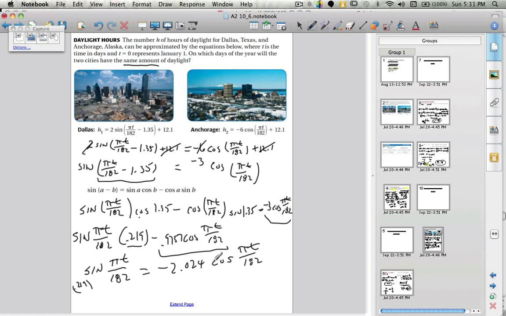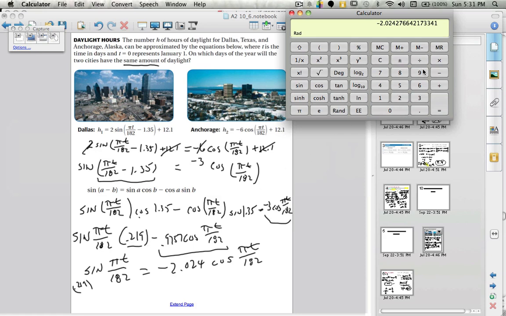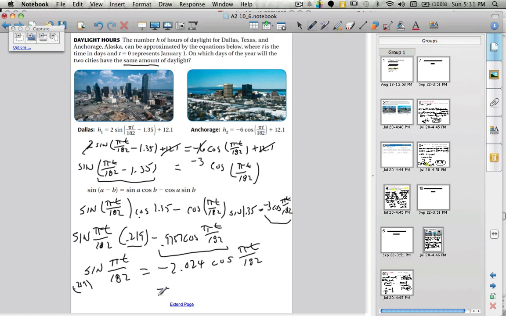Alrighty then, so now, if I divide -0.2024 by 0.219, let's do that, I'll get negative 9.24. We'll just keep it there. And I'm going to divide both sides by cosine, right? So I divided both sides of the equation by this and by this.